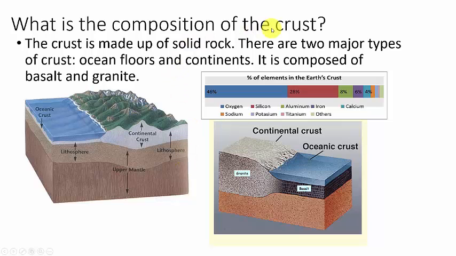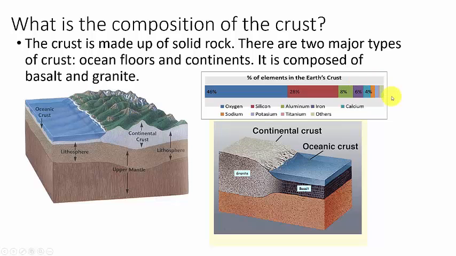So what is the composition of the crust? The crust is made of solid rock, and there are two major parts. If you look at this cross section, you're looking at the crust under the ocean and the continental crust. As you can see, the continental crust is a little thicker than the oceanic crust, so there is a range in thickness. It's composed mostly of basalt and granite.